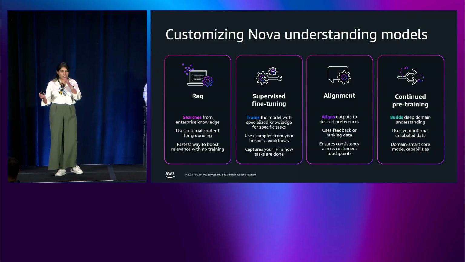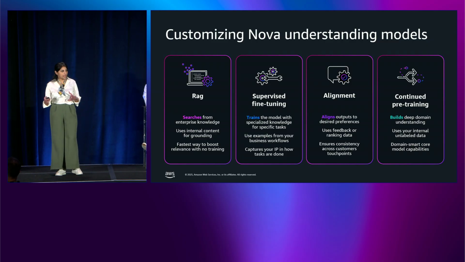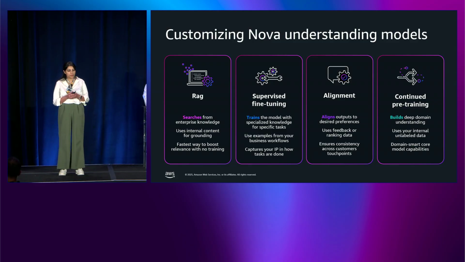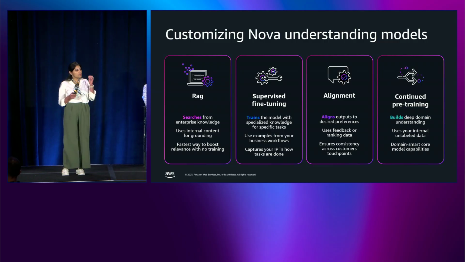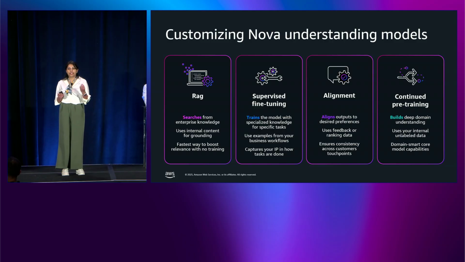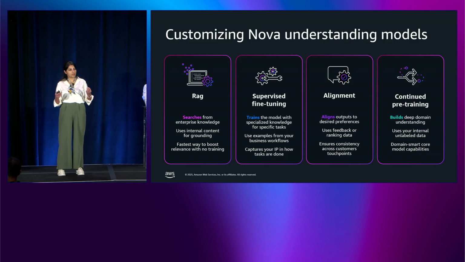The next option is supervised fine-tuning, which is a little more involved and a little more complex because you're actually changing the weights of the model. Supervised fine-tuning trains the model with your specialized knowledge for specific tasks. So if you have a task where you want the model to be really good at summarization or really good at Q&A, you can use examples from your workflows and train the model with that input and output data sets.